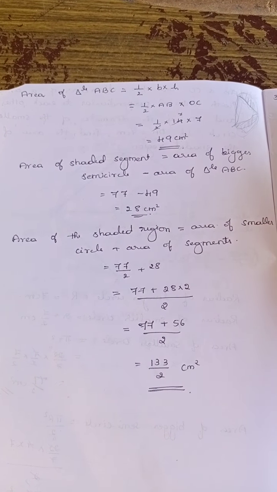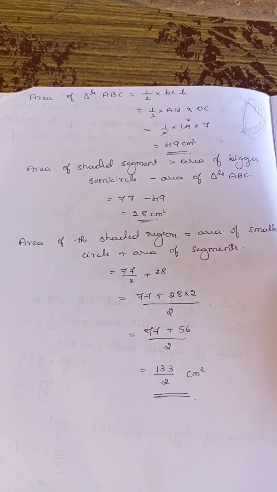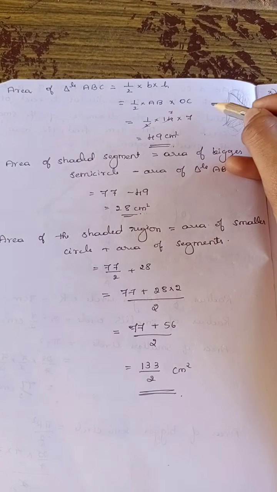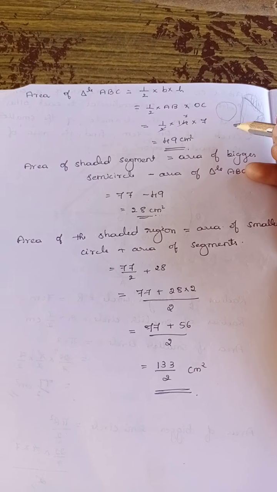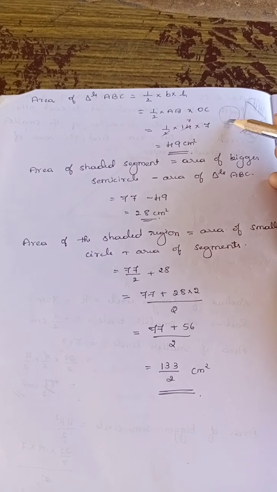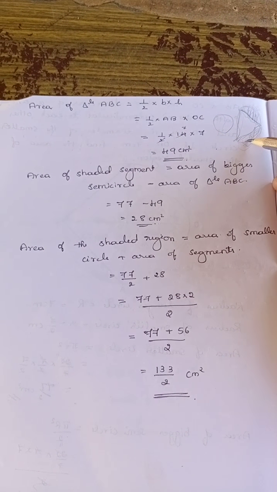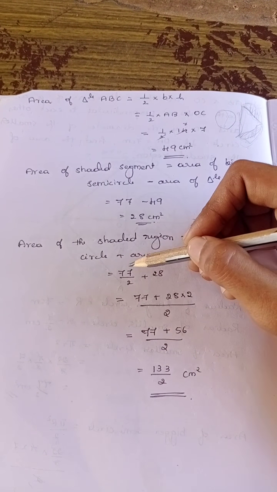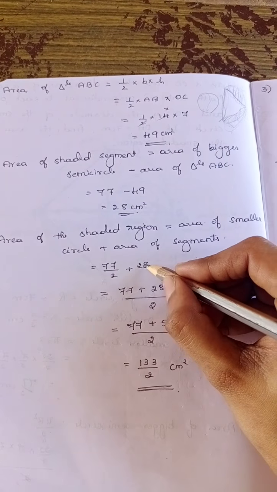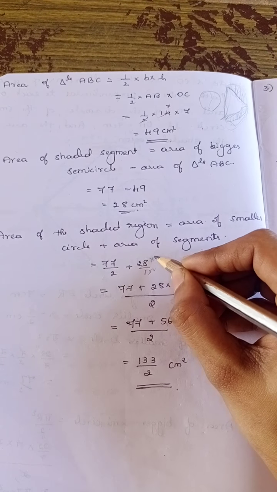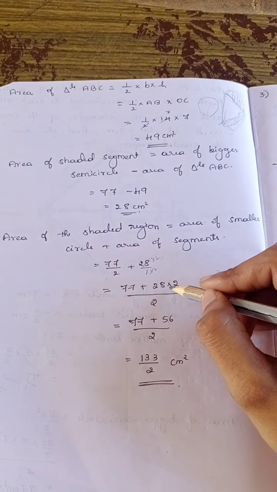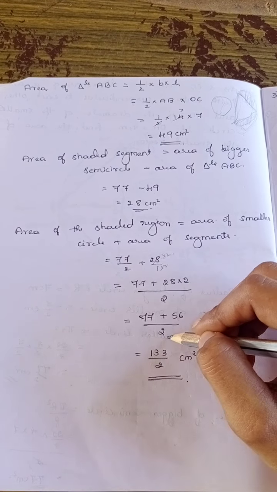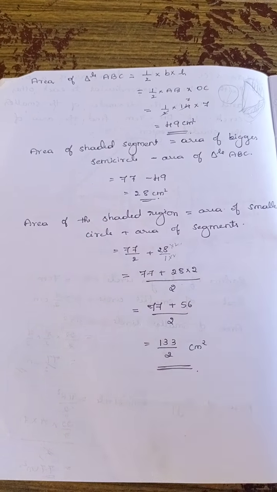But what we have to find in this whole figure is the area of the shaded portion. What are the shaded portions? This is a shaded portion, and also here one small circle is there. To find the total area of the shaded region, we have to sum up these things. So the area of the shaded region is equal to the area of the smaller circle plus the area of this segment, that is equal to 77 by 2 plus 28. Here 1 is the denominator, so multiply by 2: 77 plus 28 into 2 divided by 2, that is equal to 77 plus 56 divided by 2, that is equal to 133 divided by 2.